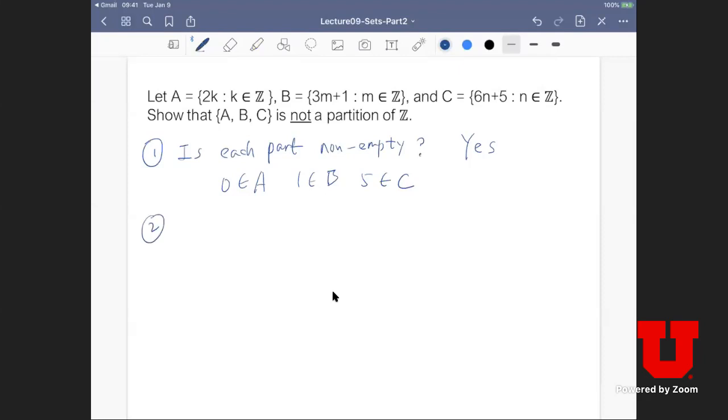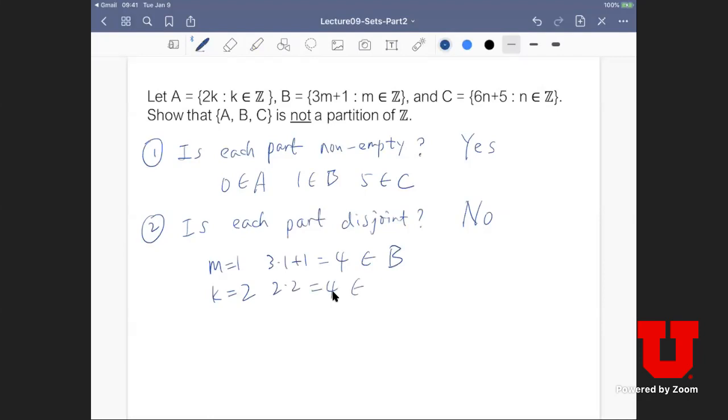The second property is asking, is each part, each of those sets, disjoint? This is a time where you should pause the video and try to solve it on your own. The answer is actually no, because if I set m to be 1, then 3 times m plus 1 is equal to 4. 4 is part of B. But also, if I set k equal to 2, then 2k is 2 times 2, which is equal to 4. That is also part of A. So that means A intersect B is non-empty, so they are not disjoint.